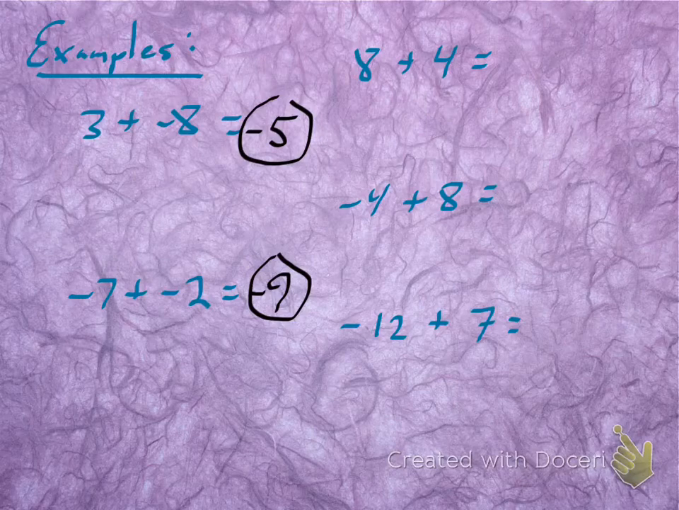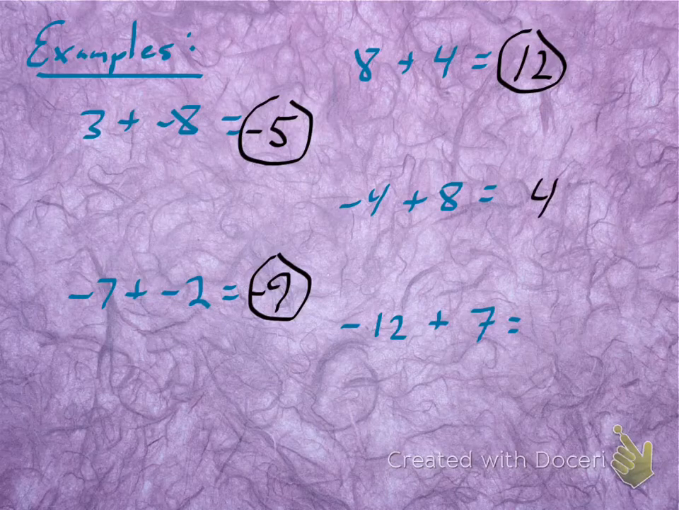So these are both the same sign. They're both positive, so we add 8 and 4, we get 12. And keep the sign of the larger value. Well, they're both positive, so it's obviously positive 12. The next one, a negative 4 plus a positive 8. They're different signs, so find the difference, which is 4. Keep the sign of the larger value, which in this case is the positive 8, and so we'll get 4.